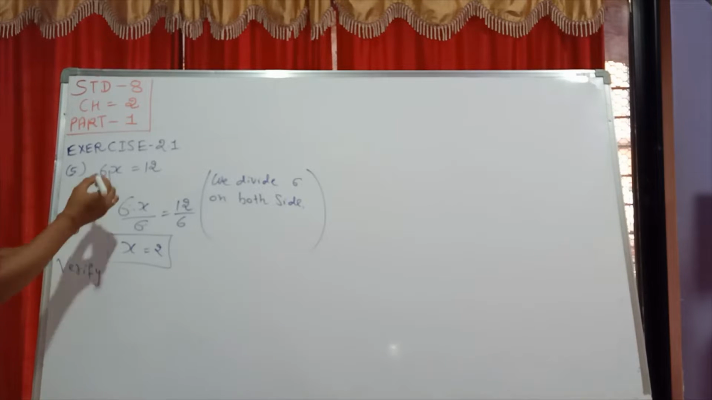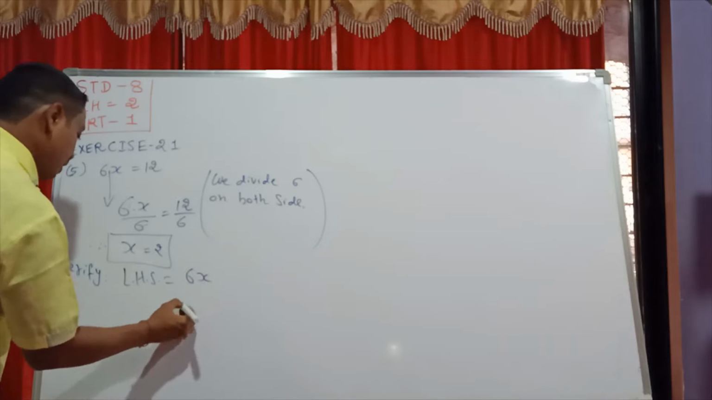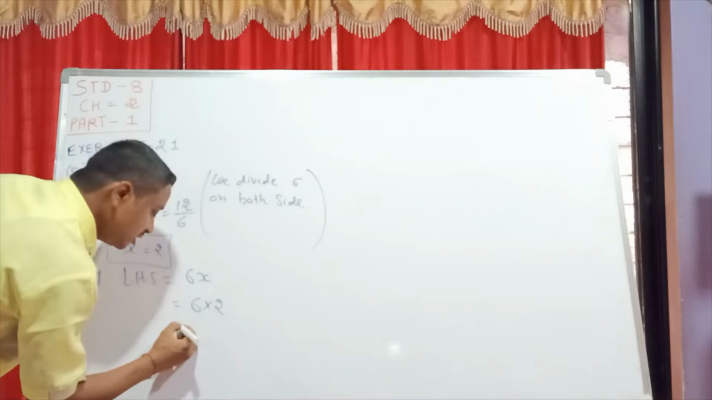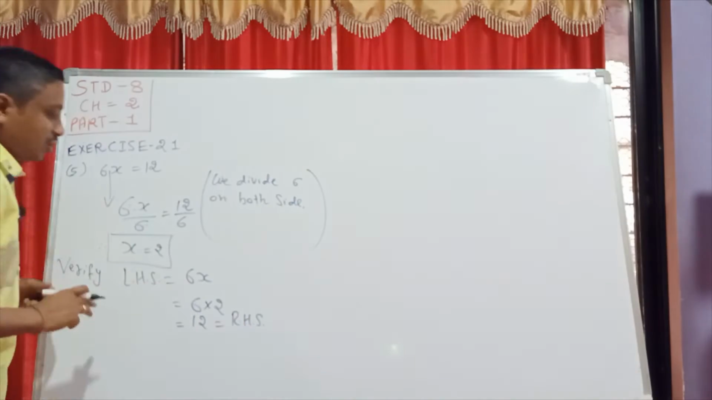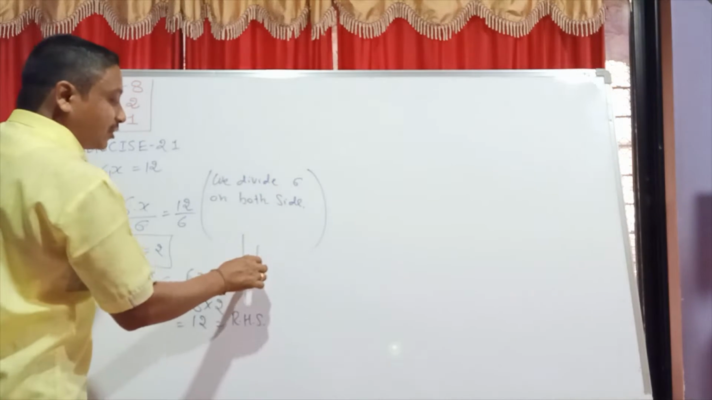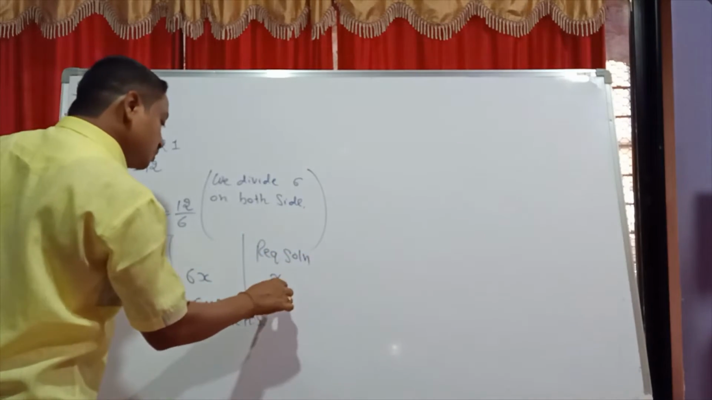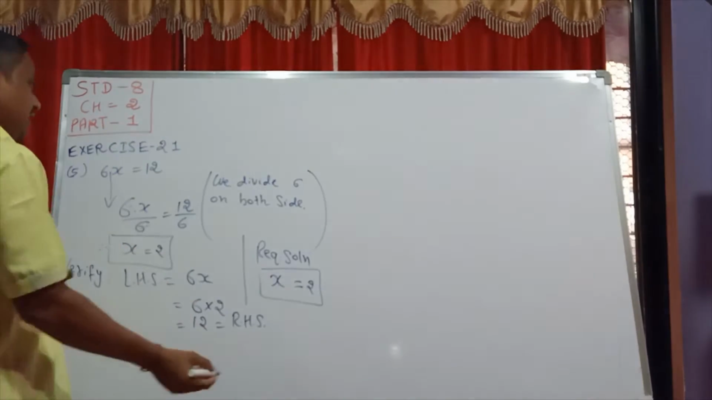What is your verification? LHS 6x, putting the value, this x value you already got here, x = 2, so 6 into 2, it is 12. It is RHS. So your final solution x = 2 is true here. So last, write down the required solution. Yes, students, the required solution. How much? x is equal to 2, and that's my final answer.